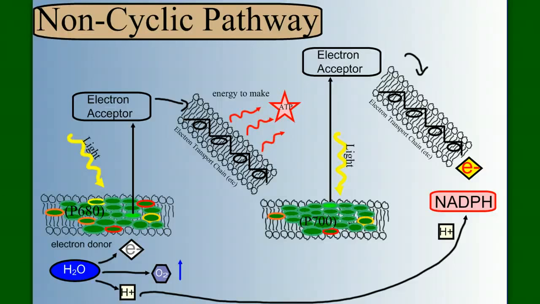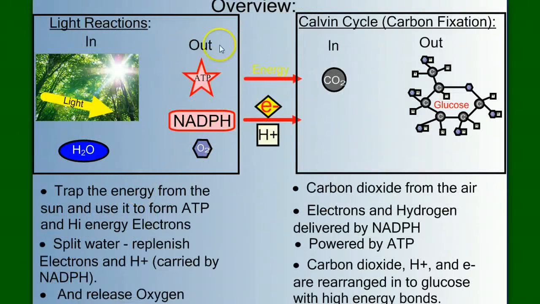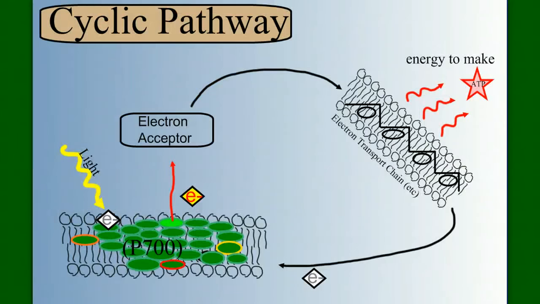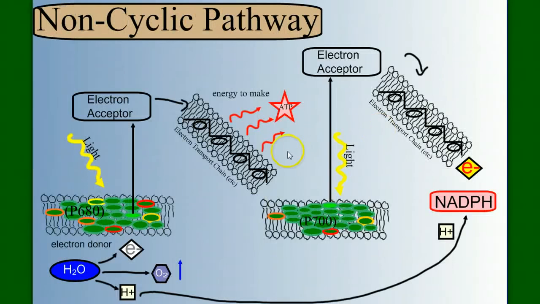Recall from our overview that all of the products of the light reactions, except for oxygen, which is given off, go to the Calvin cycle to drive this set of reactions, and that's the subject of a later video. So go back and review the cyclic and the non-cyclic pathways. Write down any questions you have, bring them to class, and be prepared for a quiz.